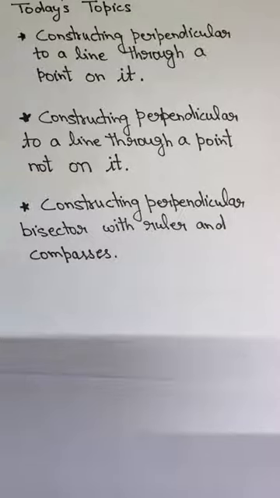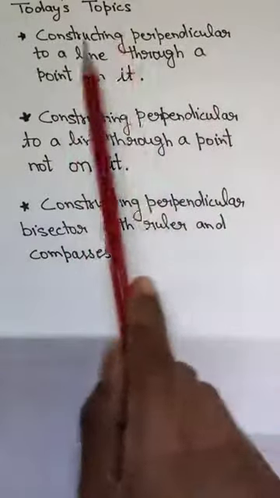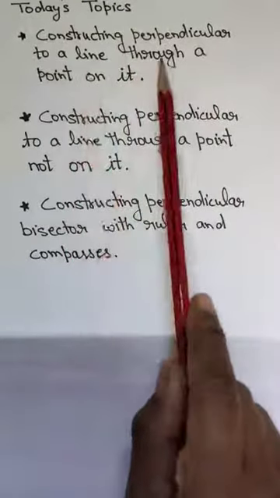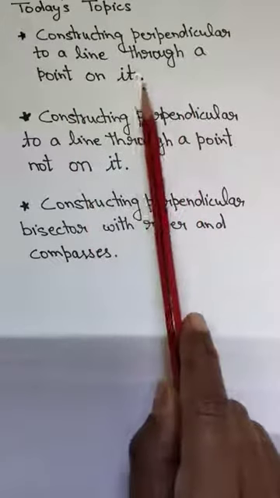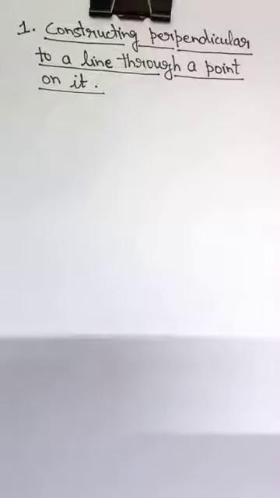So let us start with the first topic, that is constructing a perpendicular to a line through a point on it. It is better if you also draw with me. So let's start our first construction. For drawing a perpendicular to a line through a point on it, first of all we need to draw a line L.